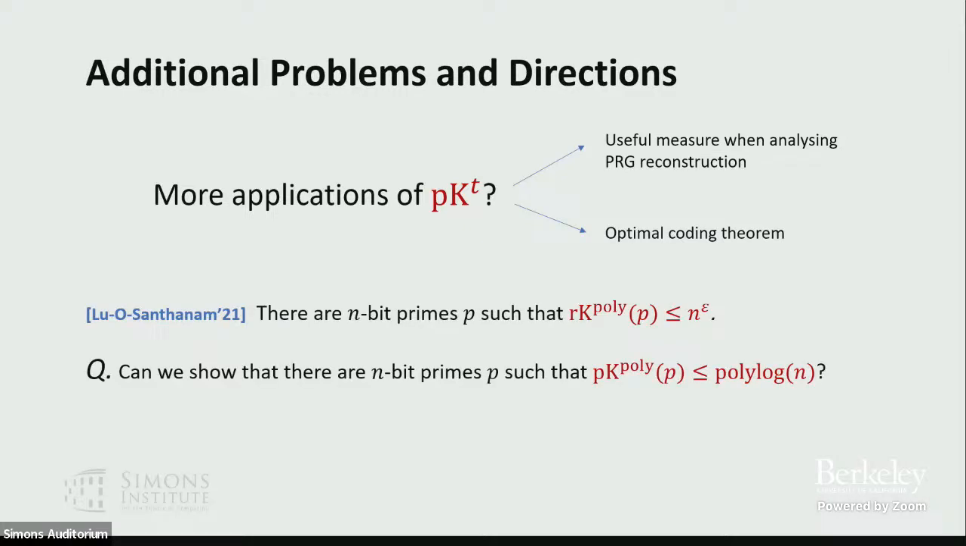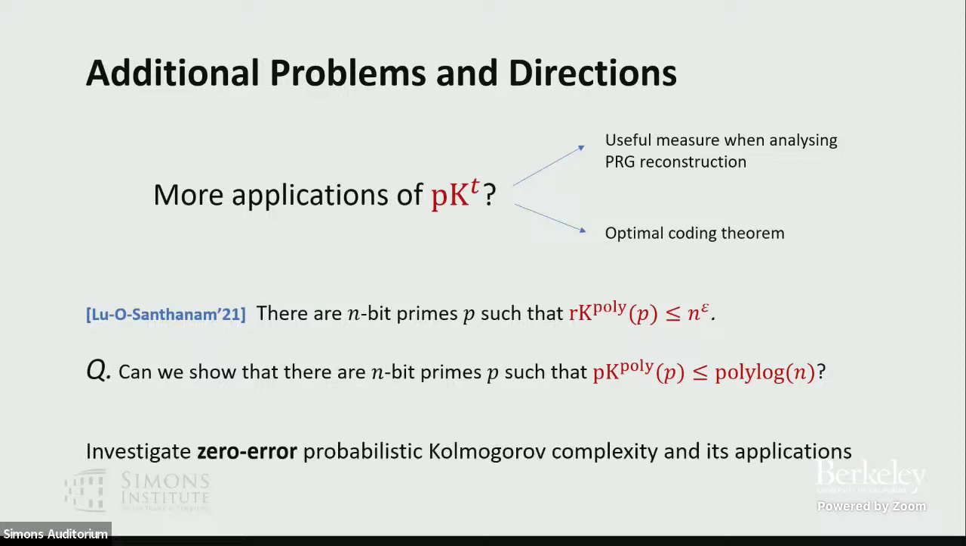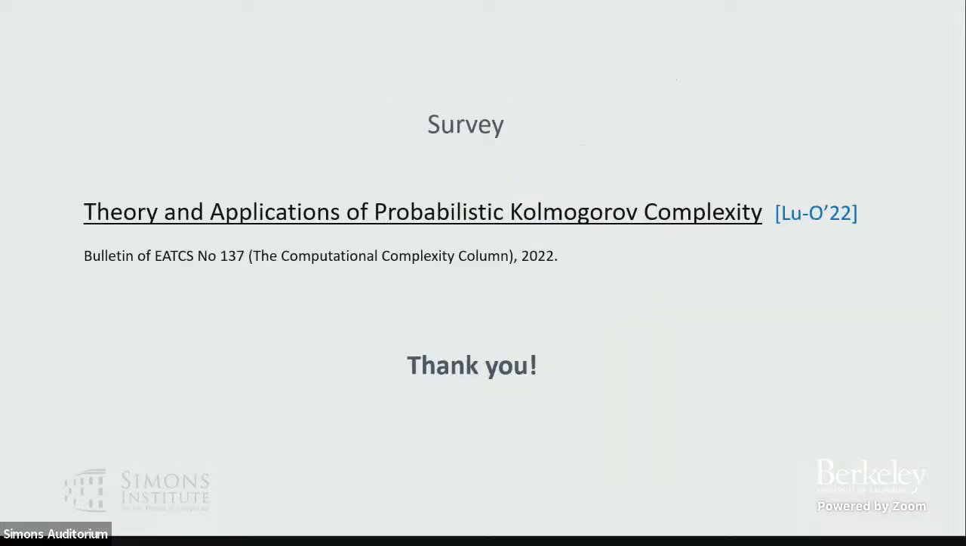A second direction is we still don't have really good bounds for primes. Ideally, we would like to show that there are prime numbers with complexity polylog n, but we are currently stuck at n to the epsilon. More generally, we would like to show any easy and dense problem has strings of very small complexity. I think it's a great direction. And finally, this is more like an exploratory direction. Everything I talked about had some error, RKT, PKT. You could try to develop a zero error theory of probabilistic Kolmogorov complexity. Maybe it will have some applications. And do check the survey because it describes all these results and many more. So thank you.